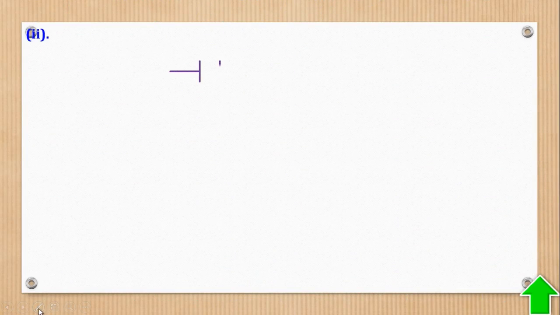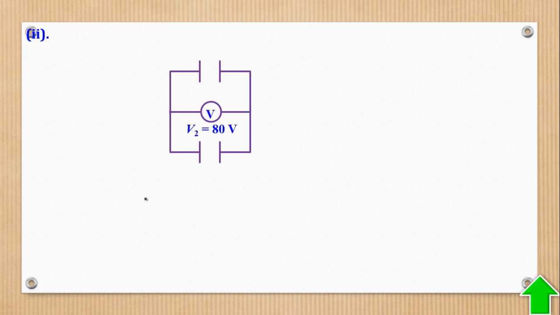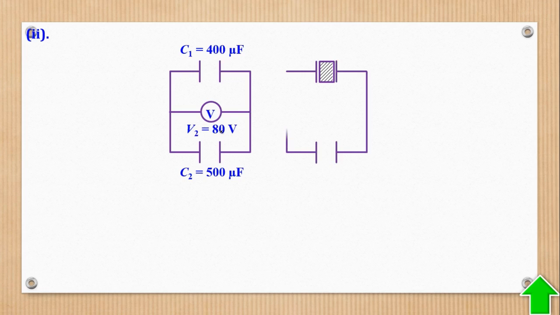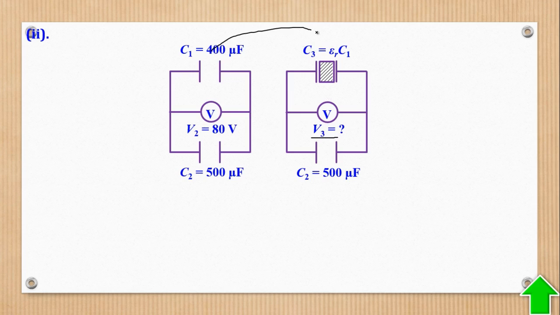So here we shall come and make a sketch. First, before inserting the dielectric, we already saw that PD is 80 volt. Then what about after inserting a dielectric? So the new PD, we don't know it, so that's why you call it a question mark. Then here this capacitance now becomes epsilon r times the original capacitance when the space is vacuum.